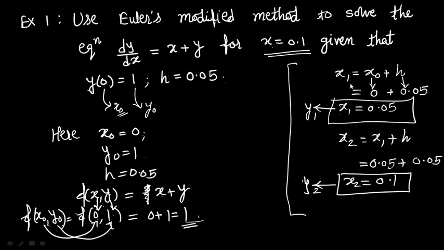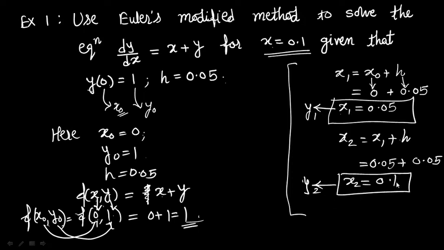Now we know that x1 equal to x naught plus h. Here x naught is 0, h is 0.05, that means x1 is 0.05. That means we get the value of y1 for this x1. This is the first iteration, but we have to find the value for x equal to 0.1. Therefore, x2 equal to x1 plus h. We substitute the values of x1 and h, and we get 0.1. Therefore, we find the y2 value for x2 equal to 0.1.